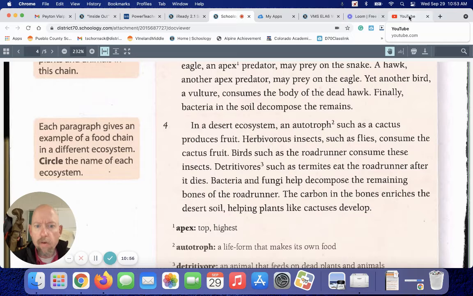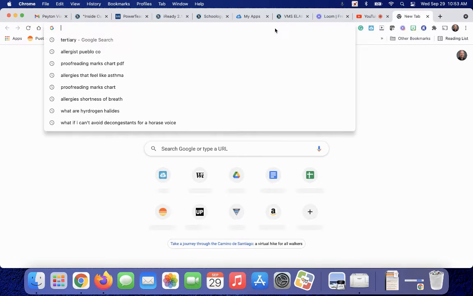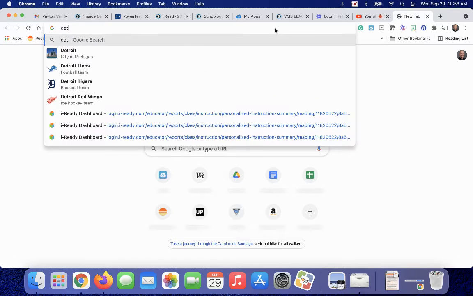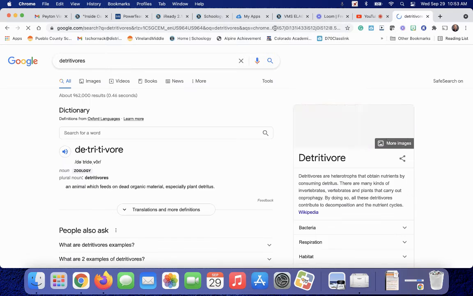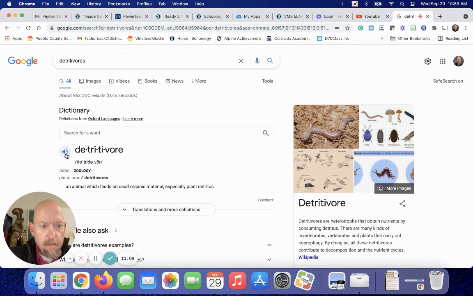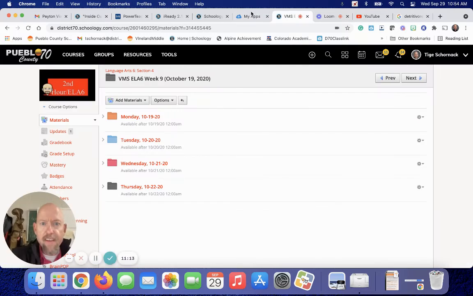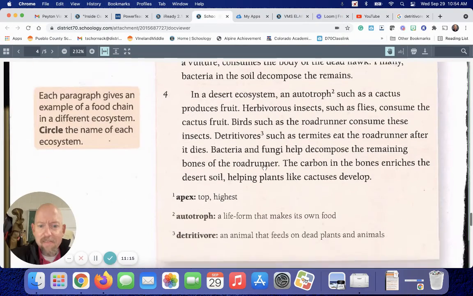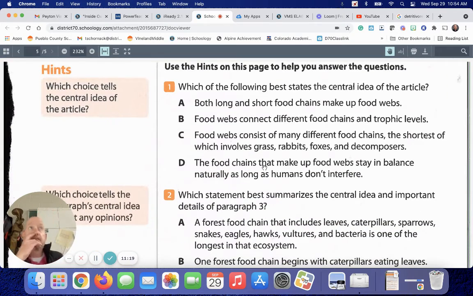So I need to look up that one word. Oh, no. Wrong button. Detritivore. All right, did it again. All right, let me go back. No, I can't find where I was now. Detritivore. So, which choice tells the central idea of the article?